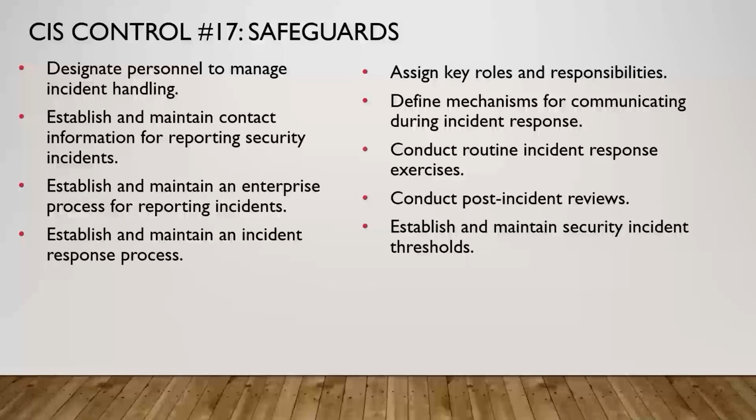So security safeguards for control number 17 are designating personnel to manage the incident handling. So designating that key person who's going to be the overarching person responsible for things, as well as a backup person in case that person leaves the company or they're out. And they're basically going to manage the enterprise's incident handling process. This might be like an incident response team lead. It could be a director of security, could be a manager of security. In some smaller organizations, it could also be like the CISO or VP of information security that's handling that type of role. But there's always somebody that's the key person at the top of the food chain that's going to manage the incident handling process.